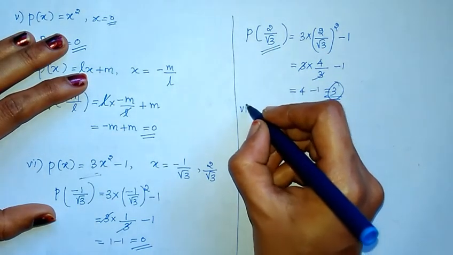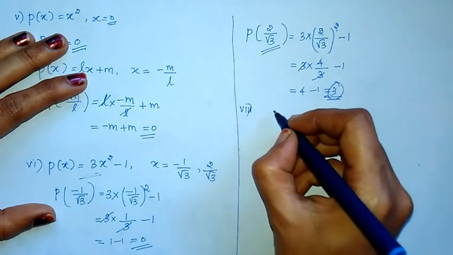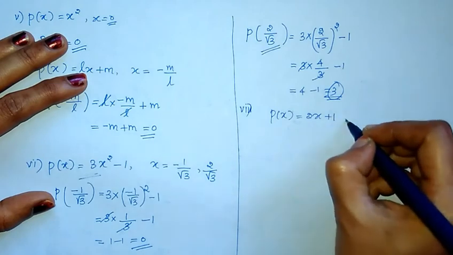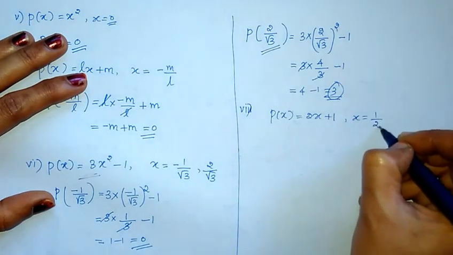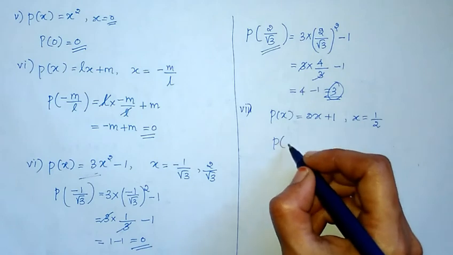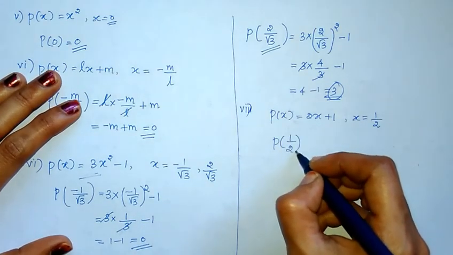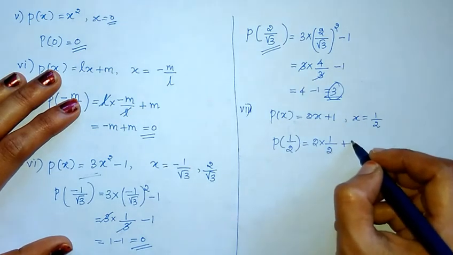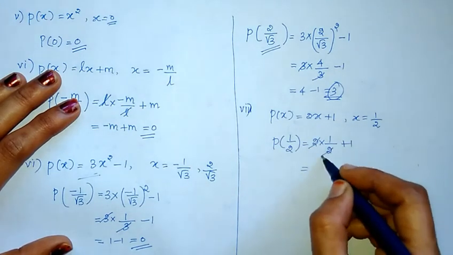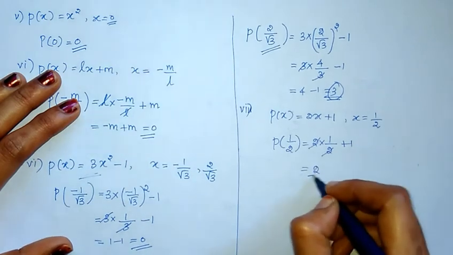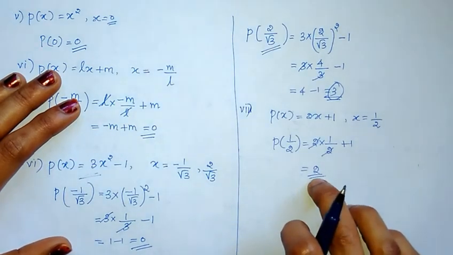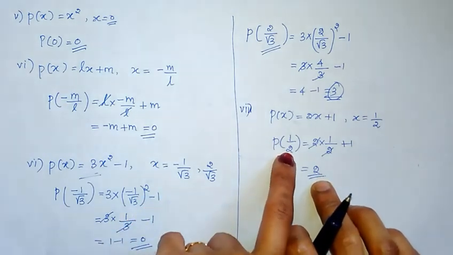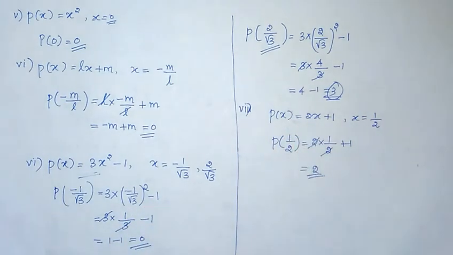Last question, seventh question. P of x equal to 2x plus 1. Here x value is 1 by 2. Now P of, in the place of x apply 1 by 2, which is equal to 2 into 1 by 2 plus 1, which is equal to 2 get cancelled, remaining 1 plus 1, that is 2. Here also we didn't get a 0, 2 is a non-zero number. So 1 by 2 is not a 0 of this polynomial p of x.